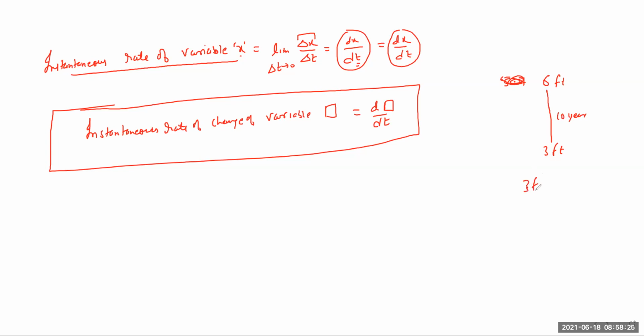3 foot. The change is 3. So I can say 3 by 10 is the rate of increment of your height per year. So 3.3 feet per year is the rate. Now, if I ask you, what is your rate now?